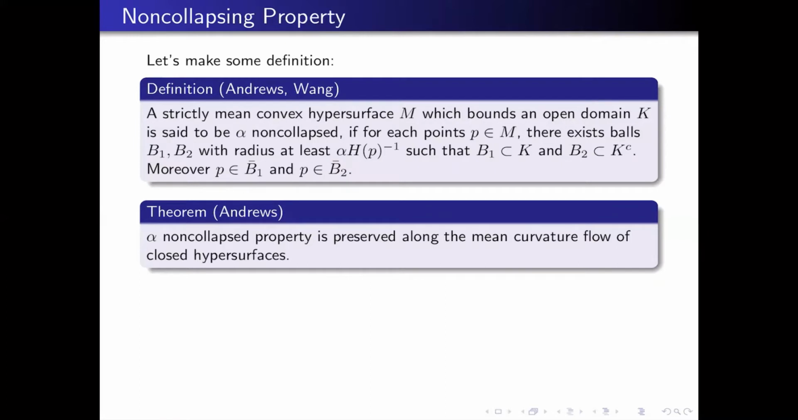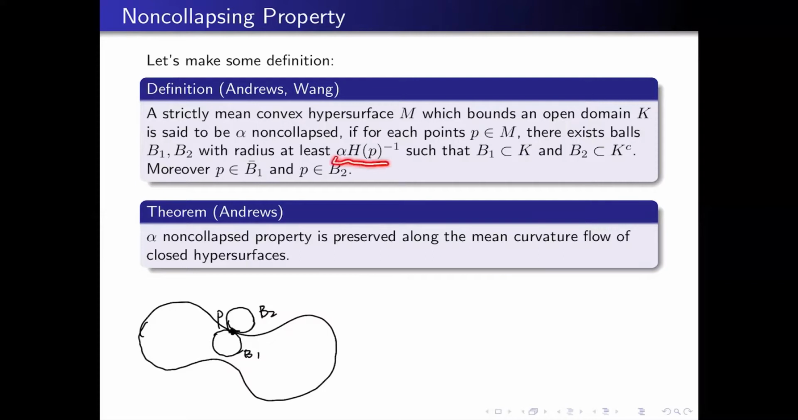So the picture should look like this. We have a mean convex hypersurface, and therefore it's embedded, and there is an open domain K which is bounded by it. And then, for example, at this point P, we can fit in ball 1 and ball 2. In the smooth case, they are actually tangential to the hypersurface. So these two balls should have radius at least alpha H inverse. This is roughly the picture.